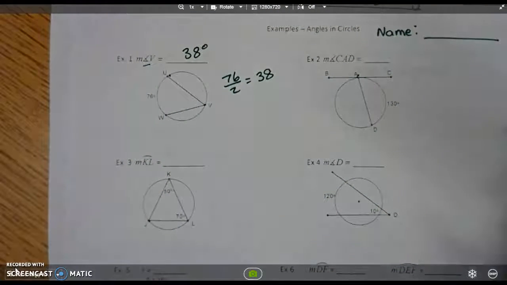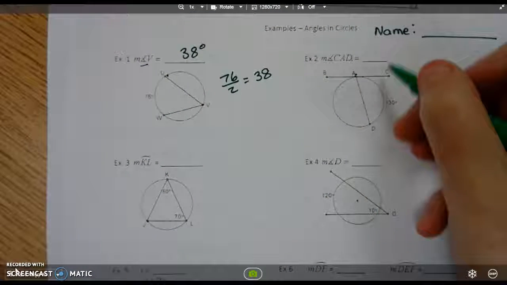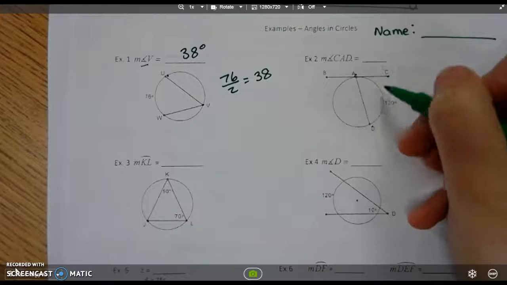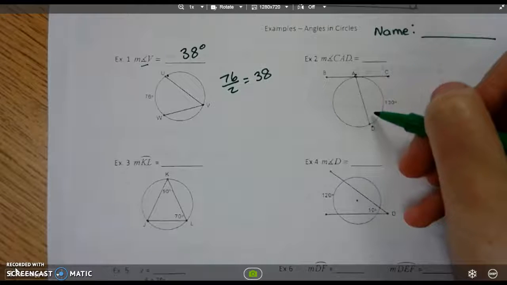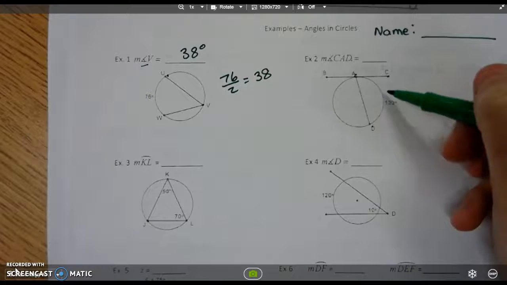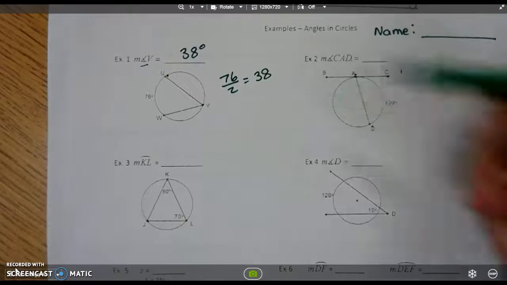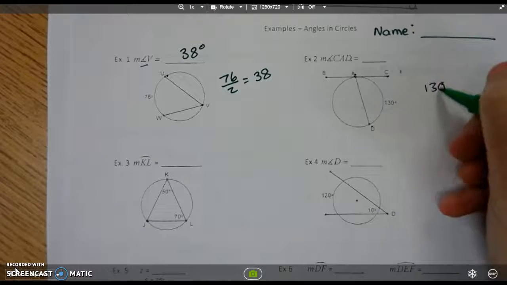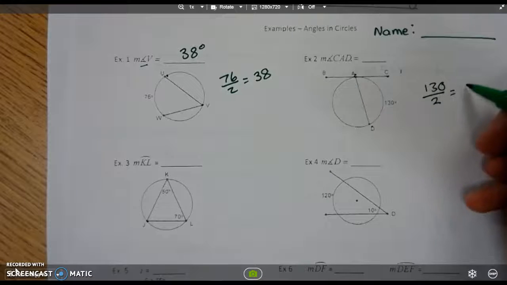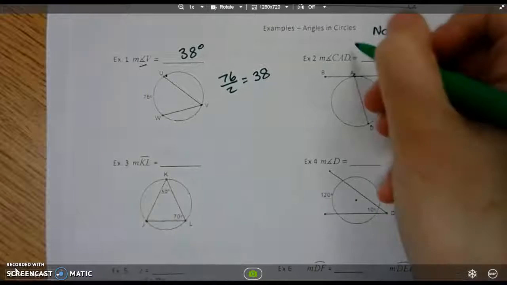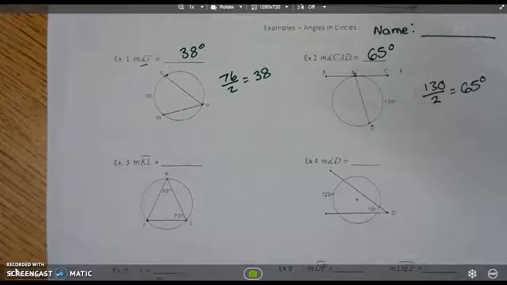Nice simple problem. We've got CAD. This time I need the angle instead of the arc, and if you remember, a tangent line is just the same rule as an inscribed angle. So 130 divided by 2, 65. So that's my answer.